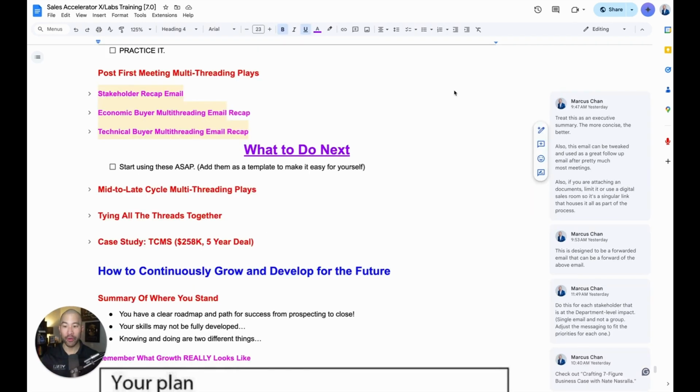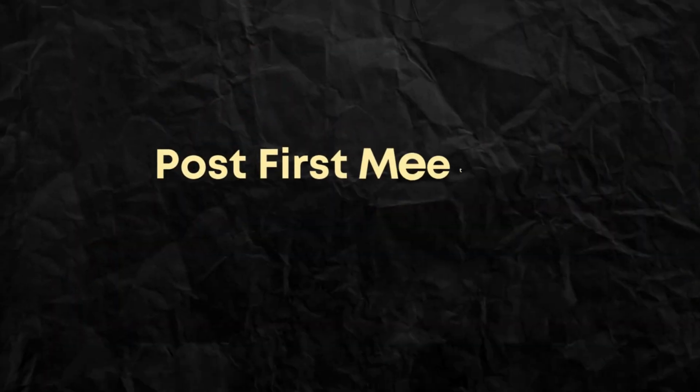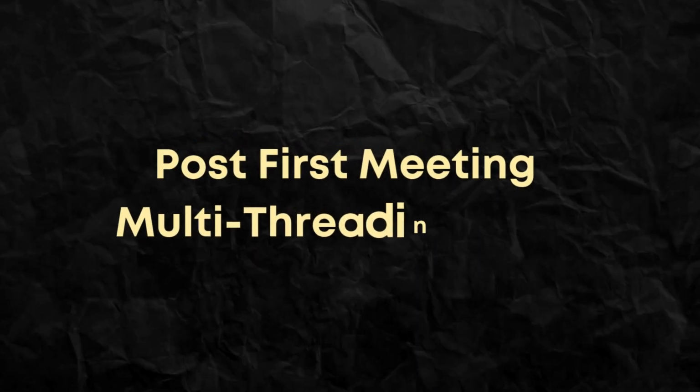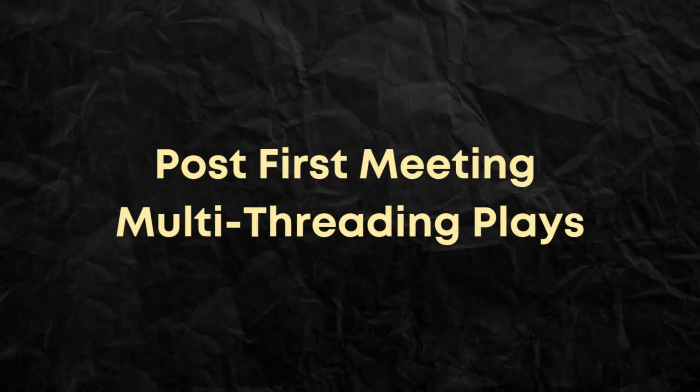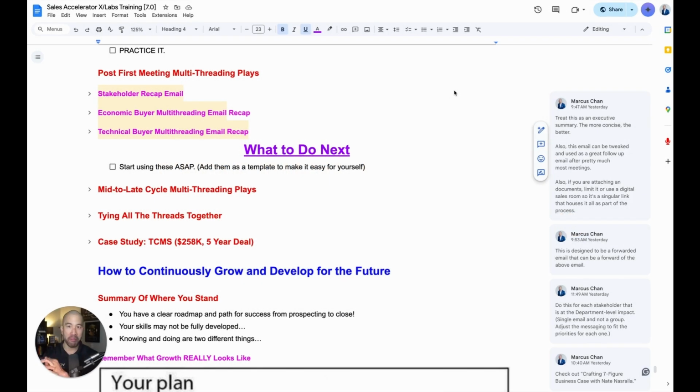All right, we're going to cover post-first meeting multi-threading plays. So just a quick recap. You've done all the core research. You had your very first discovery meeting at any level of stakeholders. The meeting is wrapped up, and you are going to make sure you do some multi-threading right after the meeting ends. So let's dive right into exactly what we're going to do. We're going to cover 3 types of emails: the stakeholder recap email, the economic buyer multi-threading email recap, and the technical buyer multi-threading email recap.